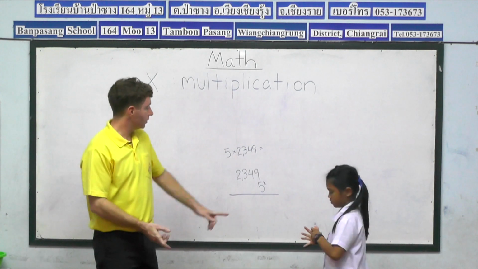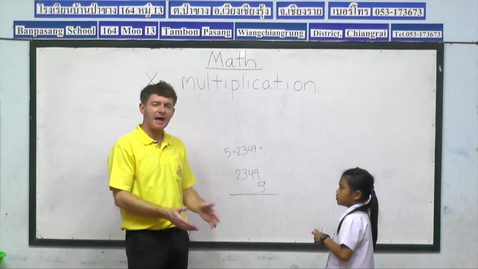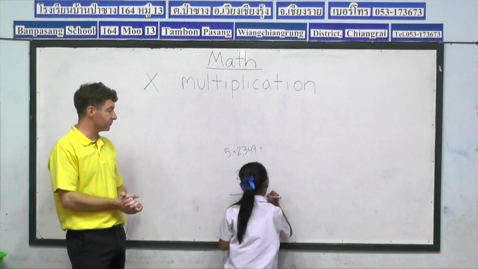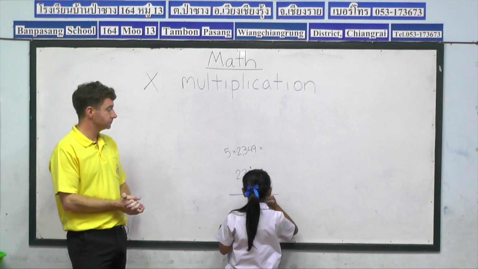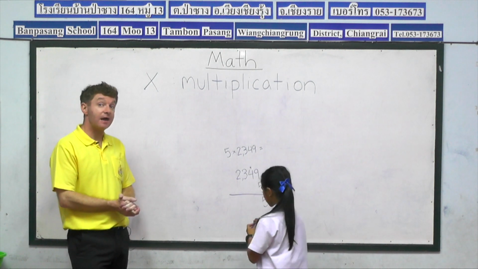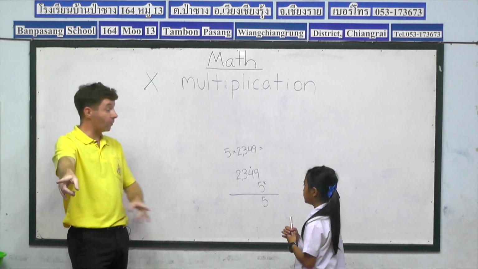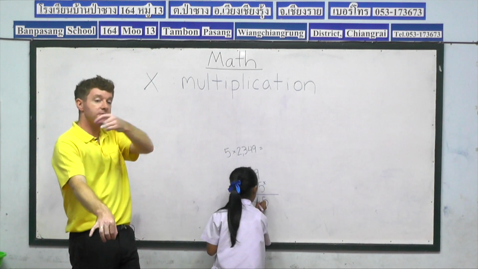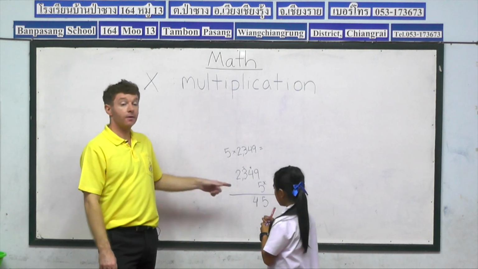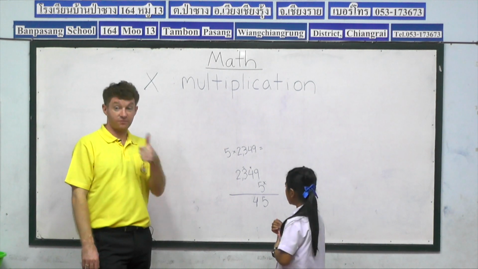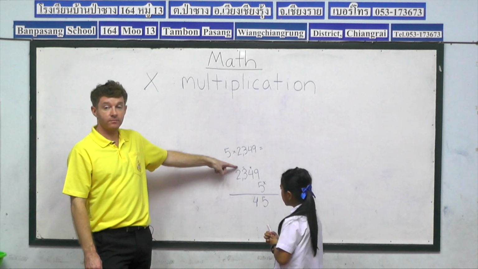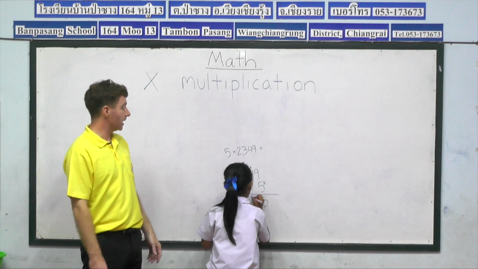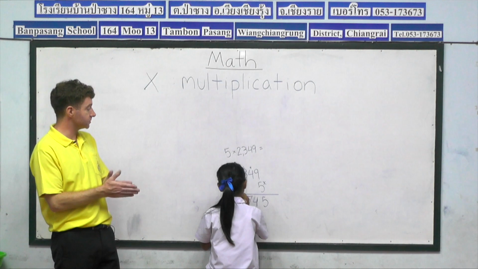So 5 times 9. 45. Well done. So we write the 5 and carry the 4. 5 times 4 equals 20 plus the 4. So we write the 4, carry the 2. 15. 17. So we write the 7, carry the 1. And then comma when we move into the thousands.